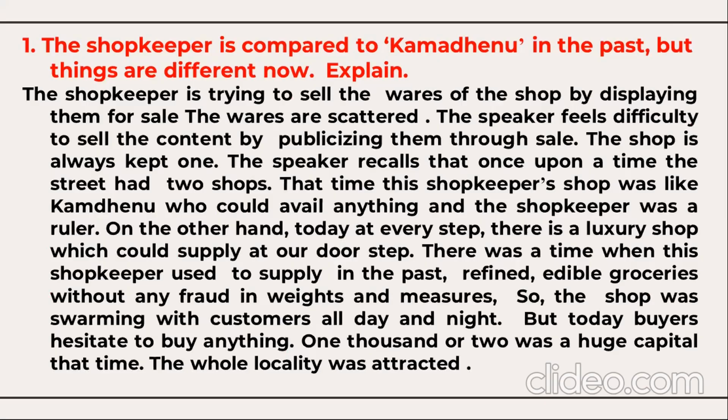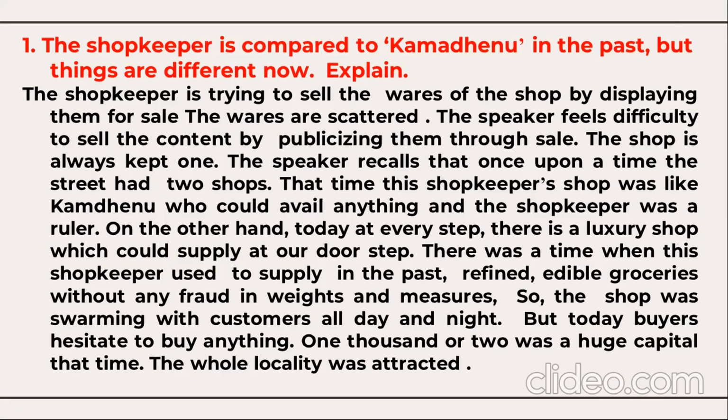The shopkeeper is trying to sell the wares of the shop by displaying them for sale. The wares are scattered, not arranged. The speaker feels difficulty in selling the goods even by publicizing them through a sale. The shop is always kept open. The speaker recalls that once upon a time the street had only 2 shops. At that time this shopkeeper's shop was like Kamdhenu, which could provide anything, and the shopkeeper was a ruler.